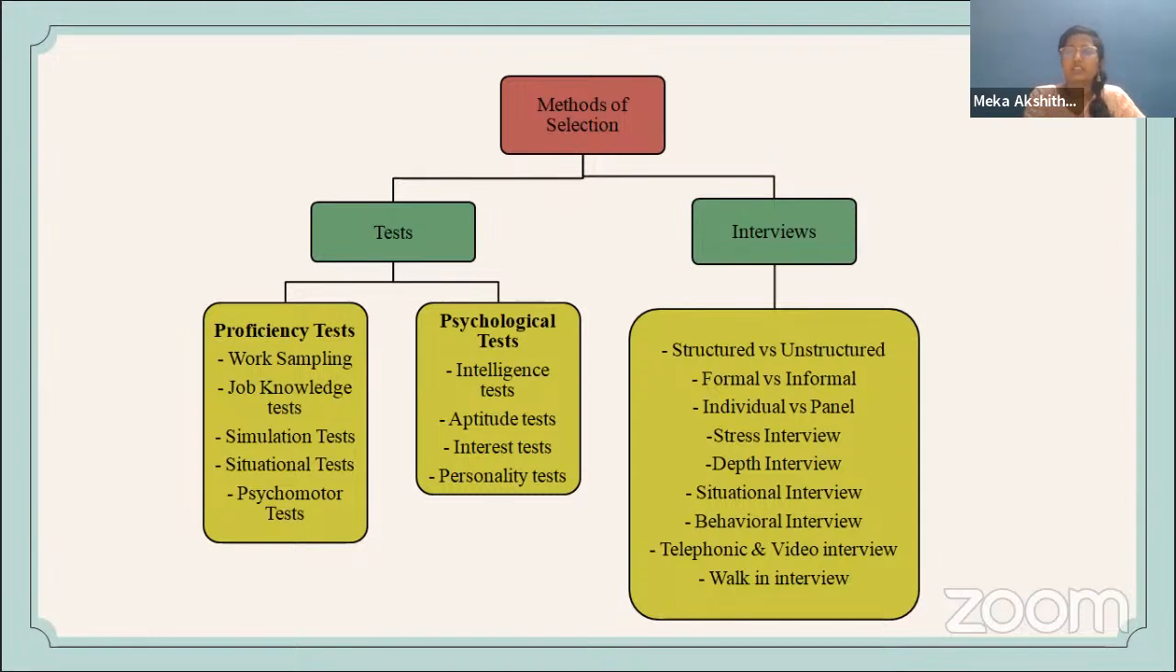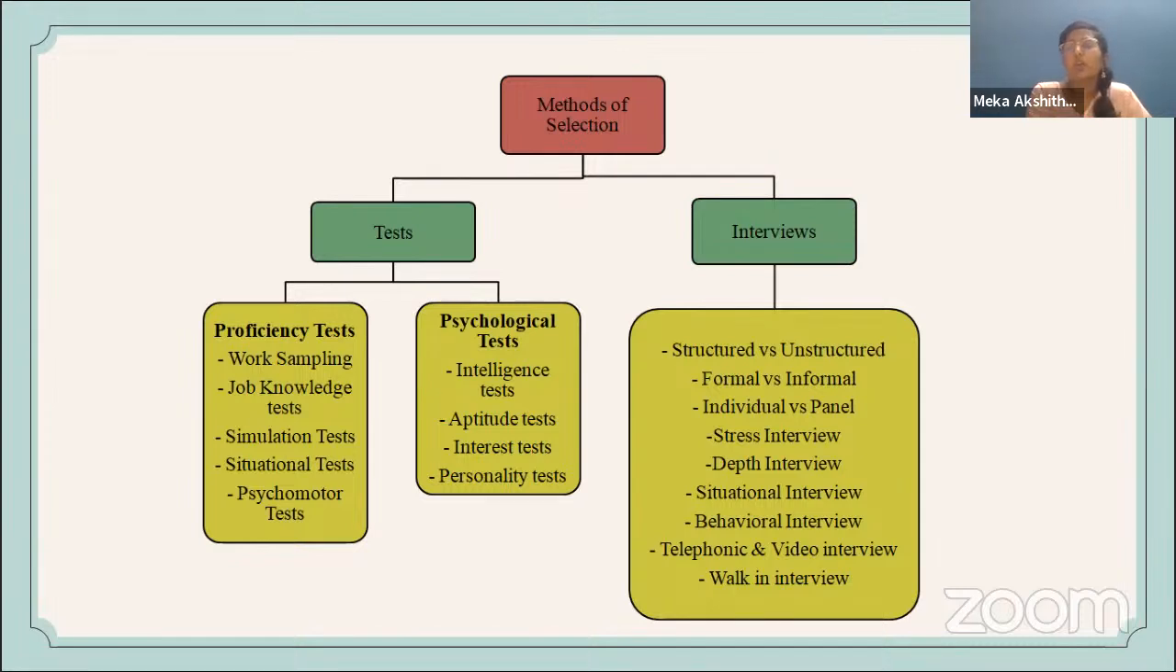Mostly psychological tests are not broadly used, but they are used to a certain extent. Then come interviews. Interviews are of many different types. Mostly interviews are considered a very important phase of selection, because whatever we are not able to know from the test, we can know here. In a test we are only checking the ability, what the knowledge of the candidate is. We are just able to know the theoretical knowledge, and in a personality test we would know the personality or behavior.